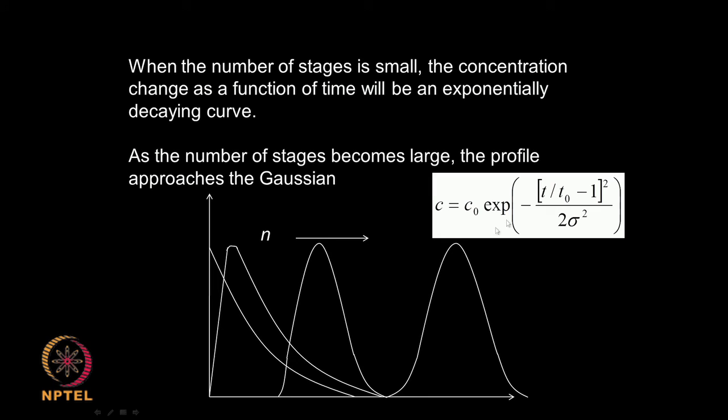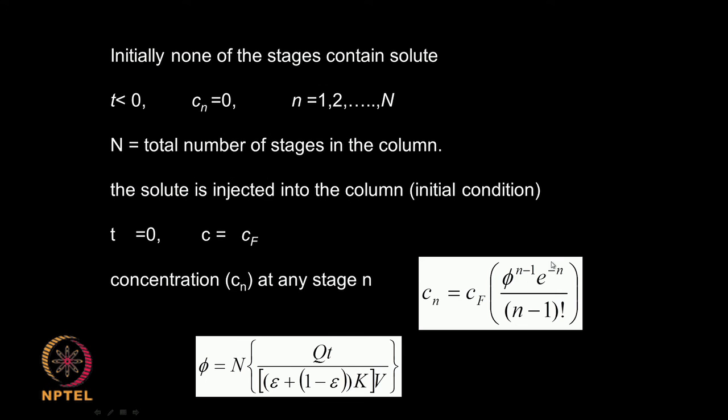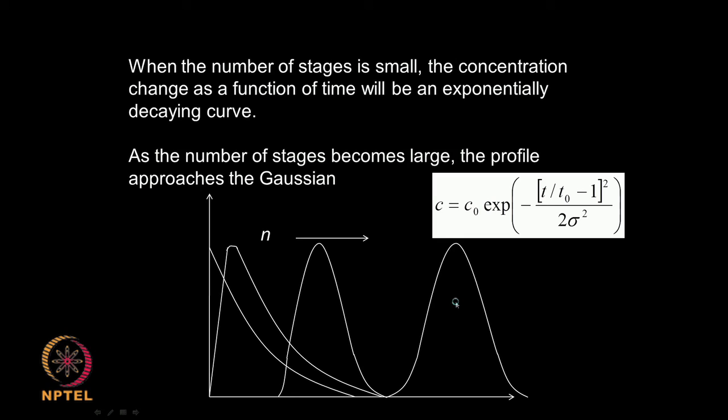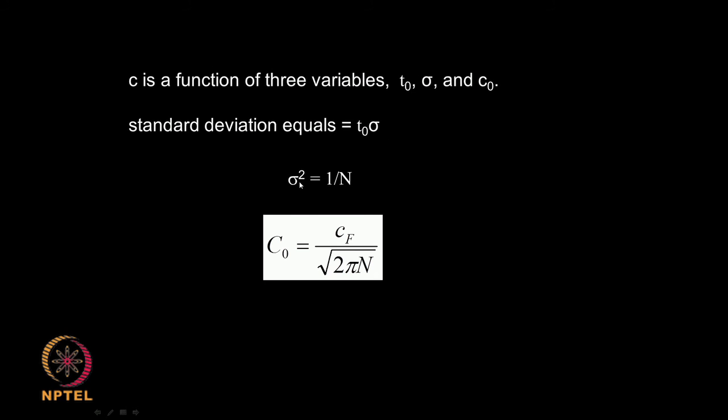So, we have this equation and we have these equations. We can relate these two to get a relationship between n, the number of stages, and these parameters. When you do that, we find something interesting: sigma square is equal to 1 by n. Please remember, the standard deviation I said is T naught sigma. So, we get a relationship: sigma square is equal to 1 by n.